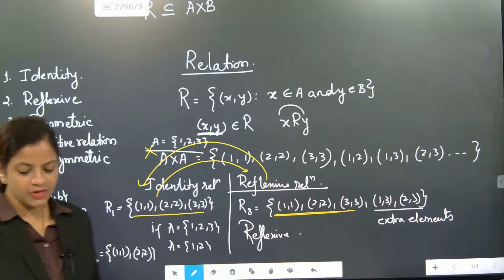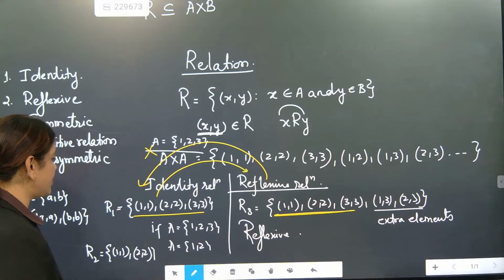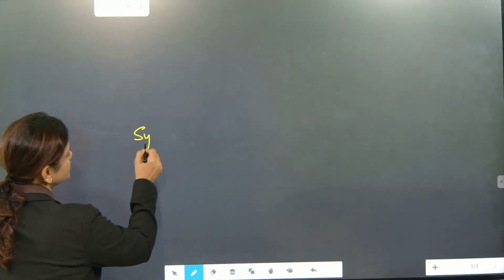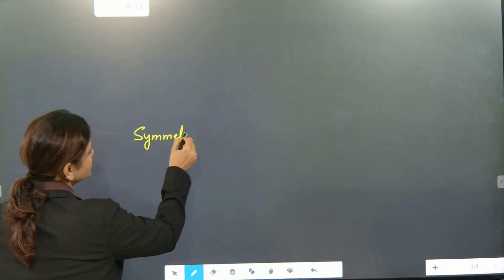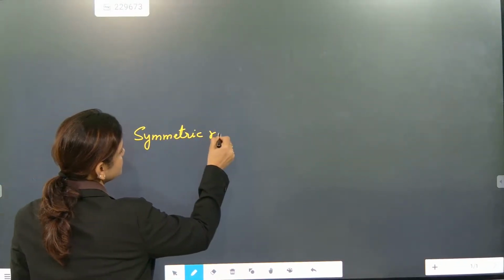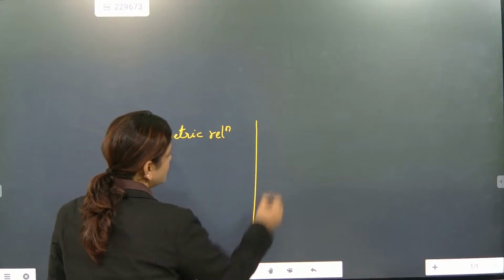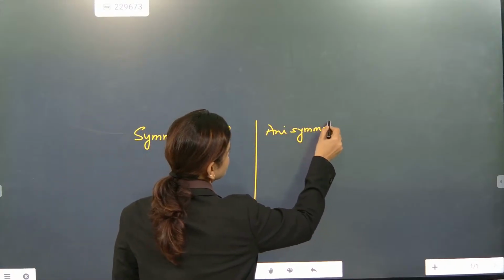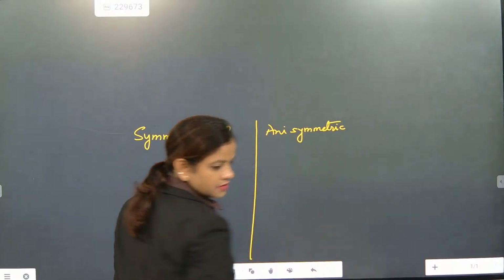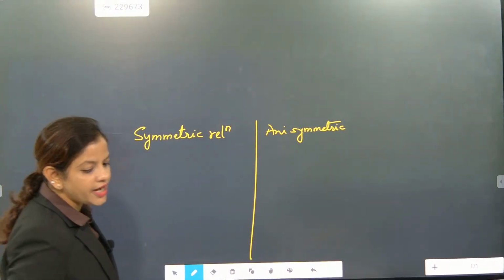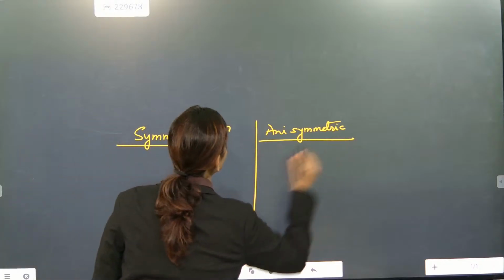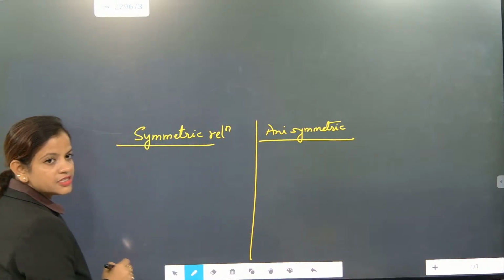So now what is the meaning of symmetric and anti-symmetric? Now we will go for symmetric and anti-symmetric. What is the difference? Symmetric relation and anti-symmetric relation. So if somebody asks you about symmetric relation, then what can we say, beta?